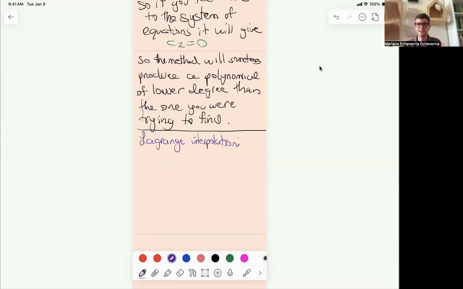So that is going to be a more direct way of writing down the polynomial. So this is a more direct way.